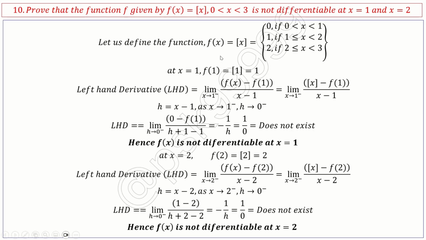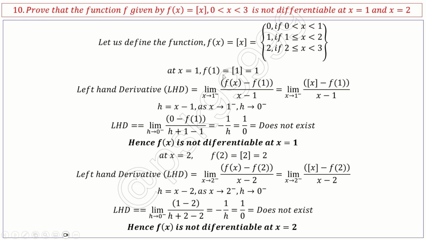So first define the function f of x equal to step of x, or GIF of x we call it, the greatest integer function. This is equal to 0 if x is between 0 and 1, that is x is less than 1, so it will always be 0. It is equal to 1 if 1 is less than or equal to x and x is less than 2. This is less than 2, it is not equal, so this will always be 1. And it is equal to 2 if x is between 2 and 3. So this is how the function is defined.